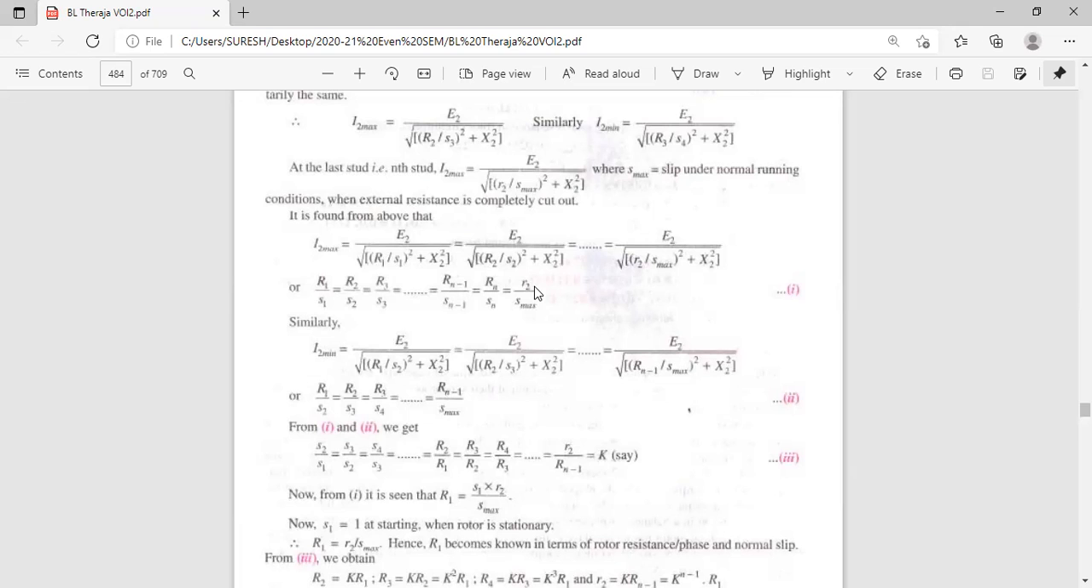Bring this S1 to this side. R1 is equal to S1 into R2 by S max. See here, note down this one. From equation 1, R1 is equal to R2 by S max into S1. This is very important. Have you noted?